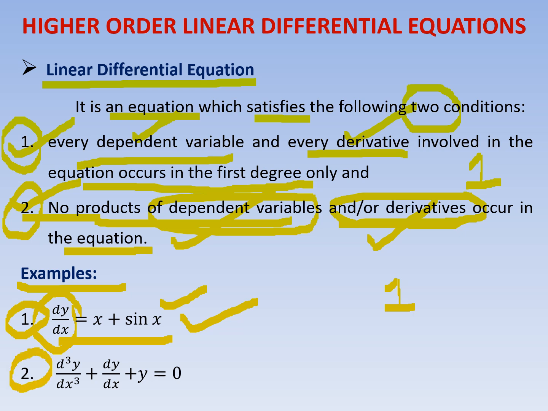Second example, d cube y by dx cube plus dy by dx plus y is equal to 0. In this example, the dependent variable y and its derivatives dy by dx and d cube y by dx cube have degree 1. Also, the dependent variable y is not multiplied with any other derivatives. The derivative dy by dx is also not multiplied with the dependent variable y or any other derivatives. Also, d cube y by dx cube is not multiplied with the dependent variable y or any other derivatives.